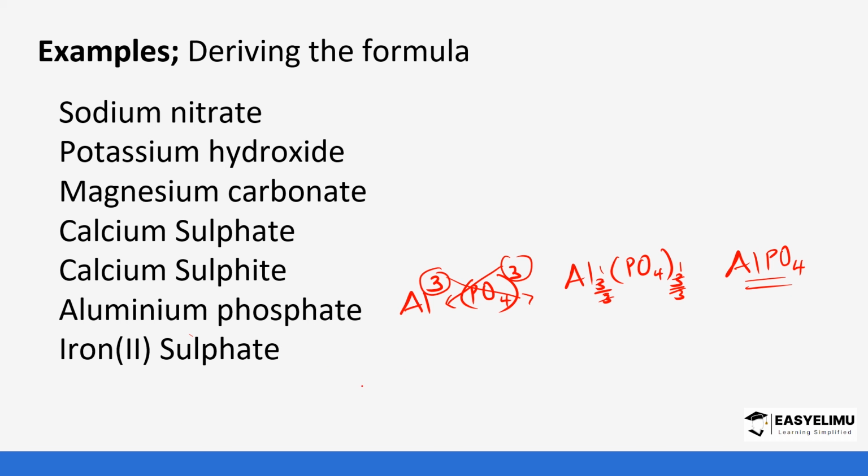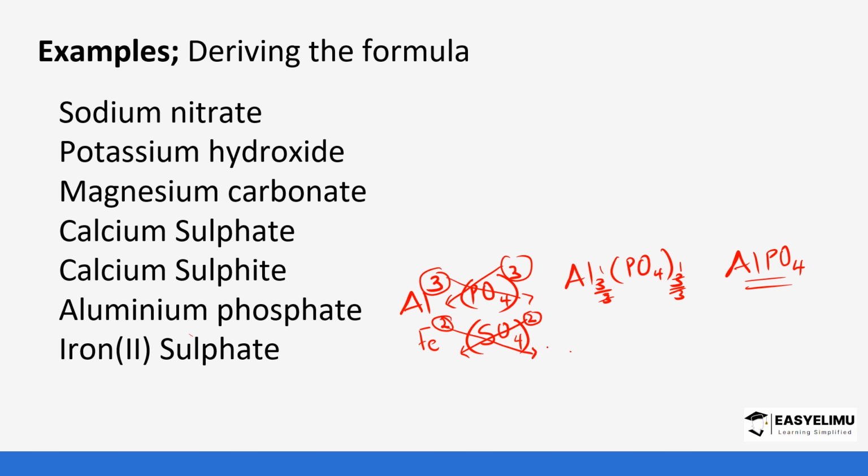So we also have a few examples with the transitional element. So remember iron 2, the 2 is valency for iron. So iron with a 2. Sulfate, we know it's SO4 and then 2. We put a bracket on the sulfate and then we crisscross the valencies.